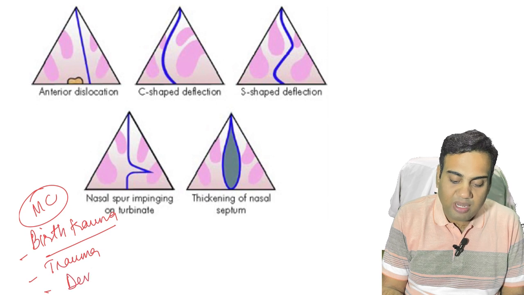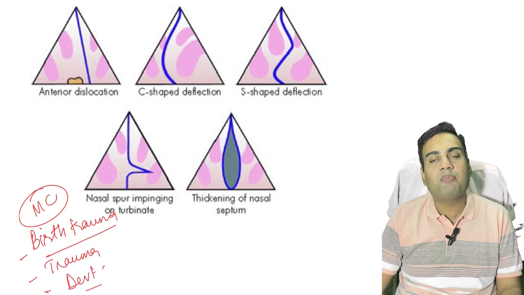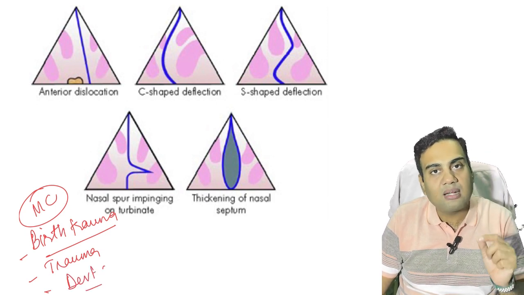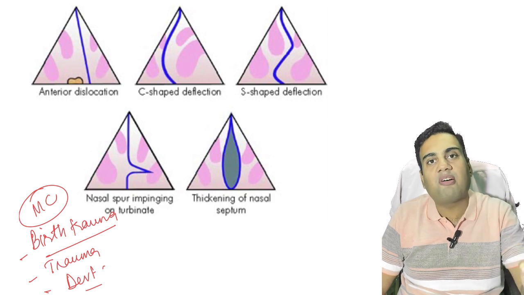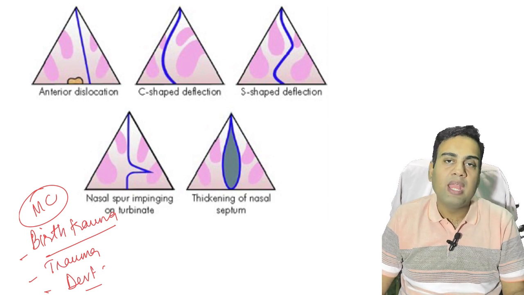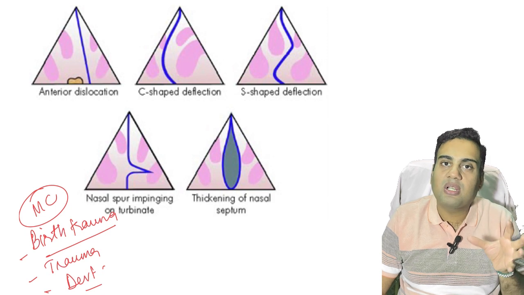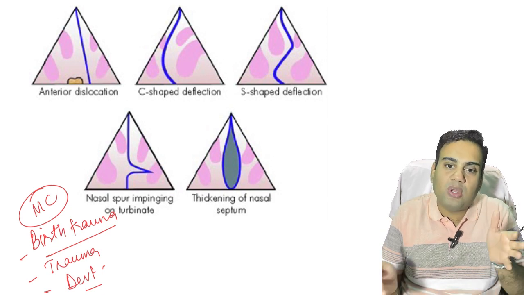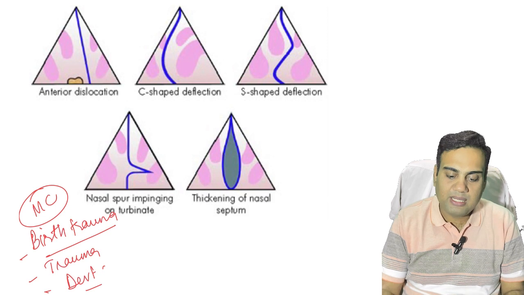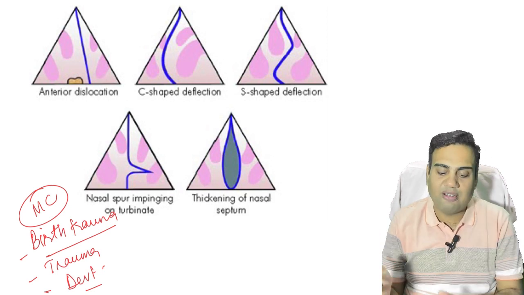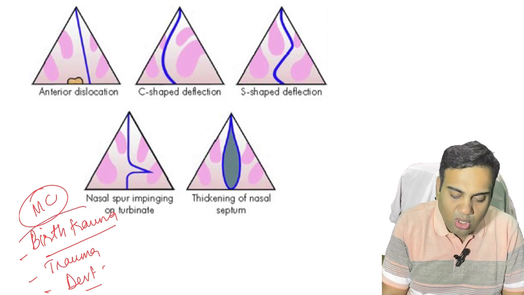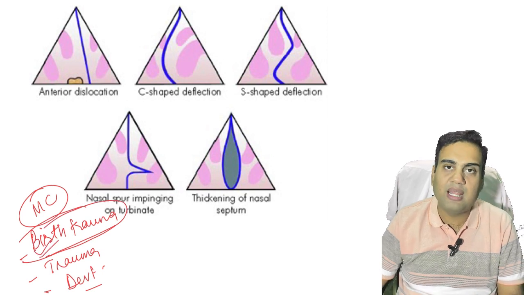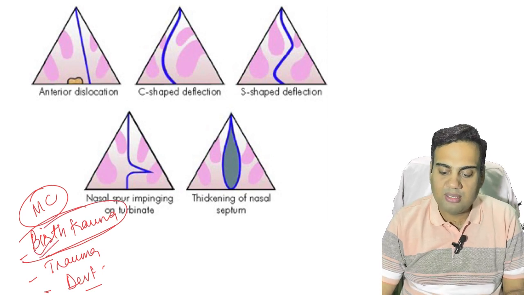And what did we talk about regarding development? We talked about the fact that the cartilages continue to grow even after the bones have stopped growing, and because of this the cartilage sometimes does not get enough space to accommodate in a small space, so the cartilage deviates itself. But the most common cause is which cause? The birth trauma. That you have to remember definitely.